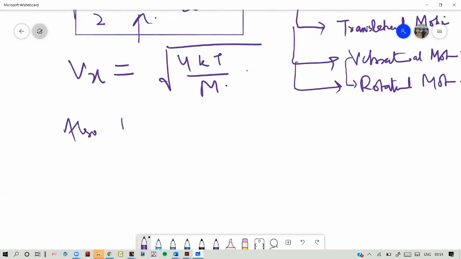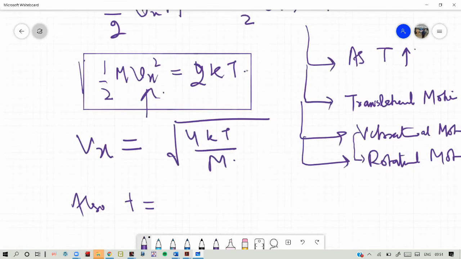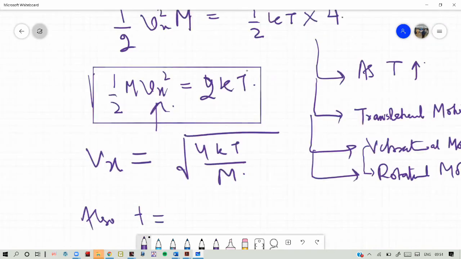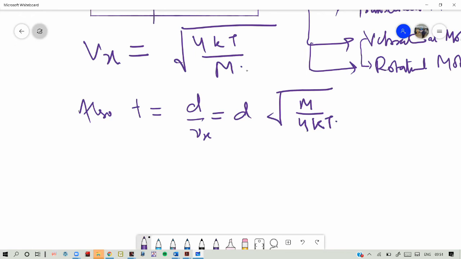Also, t will be equal to then, using Vx here, t will be equal to d upon Vx, which will be equal to d under root of m over 4 kT.